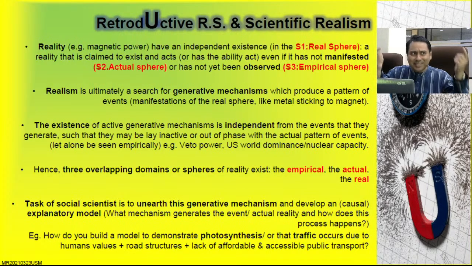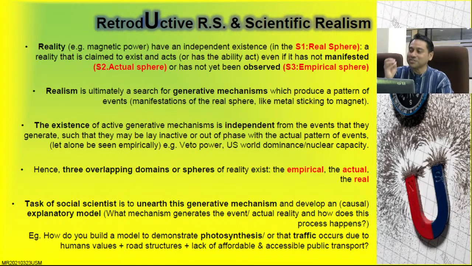But can you see this thinking? You cannot see this thinking, right? Although this thinking is real. But how do you demonstrate this thinking? How do you show that this thinking exists? Now that is a task of retroductive research strategy.